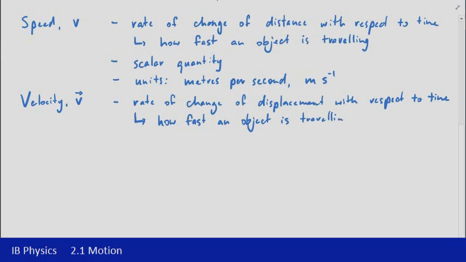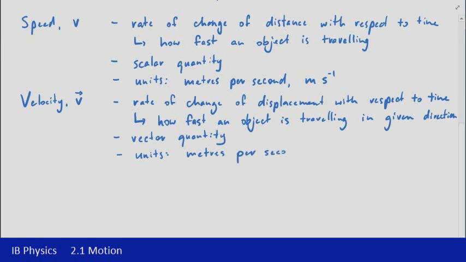So the idea of the vector quantity is related to this idea of it being in a given direction. As I said, it is a vector quantity, and the units are still the same, being meters per second, and again the direction will be stated according to whatever the scenario is that you're dealing with, whether it's just forwards, backwards, left, right, or a particular direction using compass points, so north or north 30 degrees west, something along those lines.